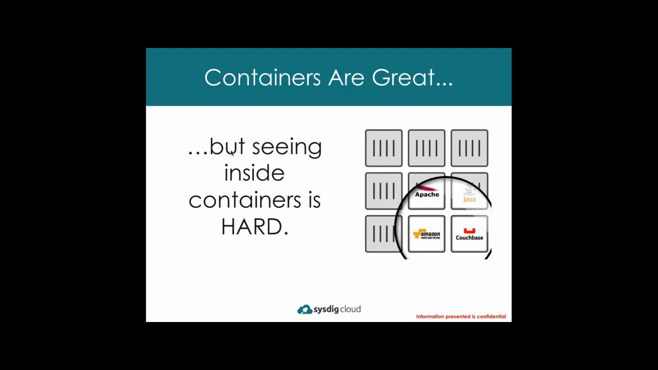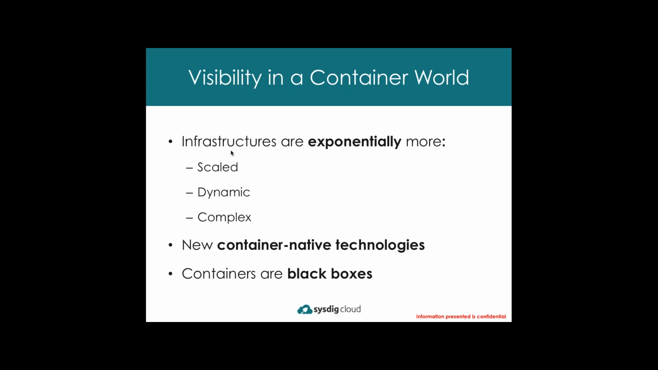But, and maybe there's always a but, there is a bit of a catch here. And that is that it turns out seeing inside containers is actually really hard. This is for a number of reasons. Not only are containers themselves kind of inherently black boxes, but you've also got the infrastructures that are being built on top of containers becoming exponentially more complex, higher scale, dynamic, distributed across multiple environments, especially if you start moving towards microservices.